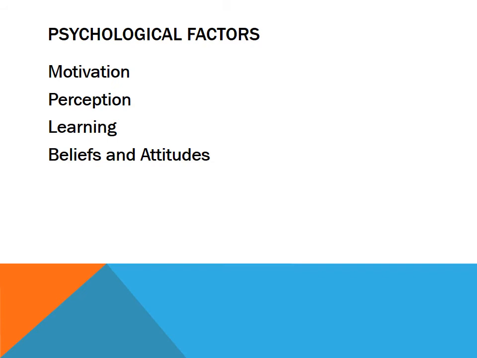That's perception. And then learning talks a lot about the experience you have had from previous situations. For example, you have a bad experience at one restaurant and you will never go there again, because based on your learning, you had bad service, so you will not go there. Beliefs and attitudes, we can talk about further in consumer behavior.